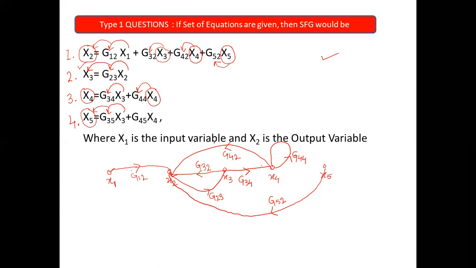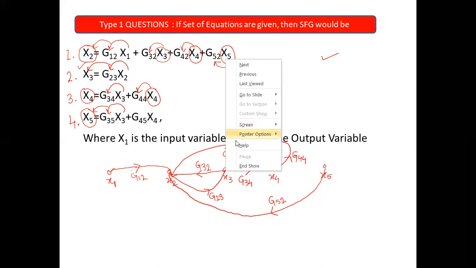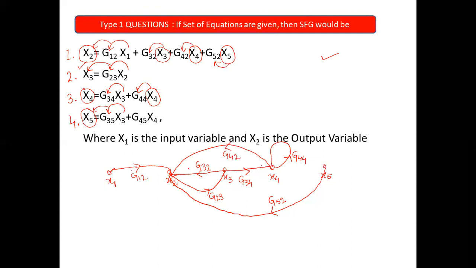Let's draw it. So there is a signal from x3, and it is multiplied by G35. Let's draw it, just wait a while. So there is a signal from x3 and it is going to x5. And the gain would be G35.